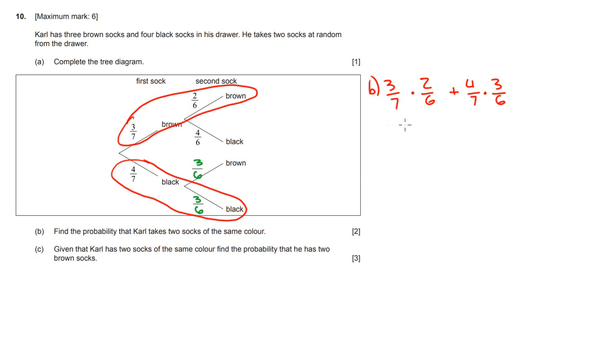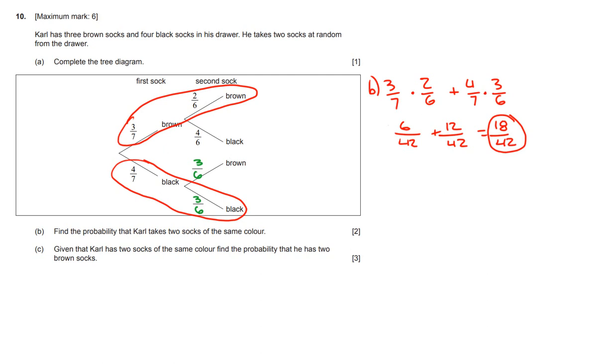So 3 times 2 is 6. 7 times 6 is 42. Right? And then 4 times 3 is 12. 7 times 6 is 42. Makes it really nice because these denominators are already the same. 6 plus 12 is 18 out of 42. And it just says find the probability. So we can leave it as a fraction. So the probability of taking 2 socks of the same color is 18 out of 42.